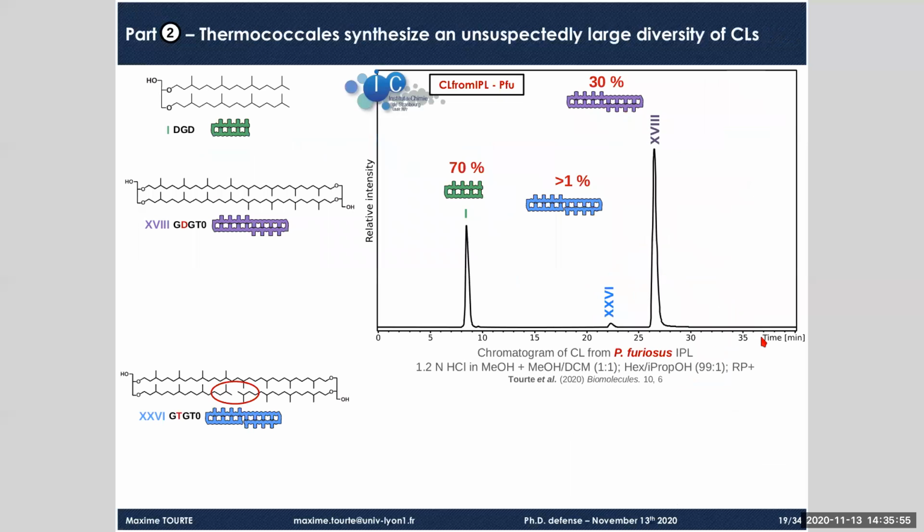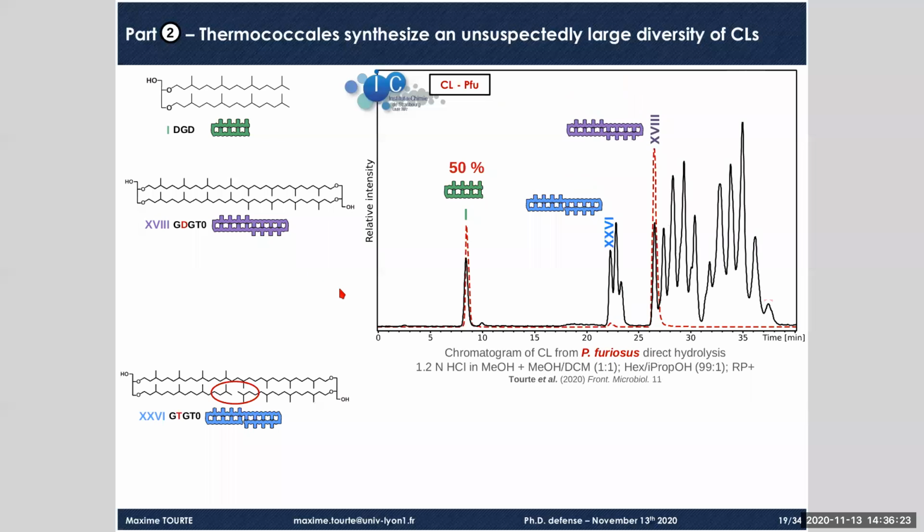To exemplify this, we conducted the same analysis of hydrolyzing the intact polar lipids from Pyrococcus furiosus, as you can see here. This revealed the typical core lipids that we identified in Thermococcus barophilus, such as these green diethers here, but also the dialkyl tetraethers in purple and the trialkyl tetraethers in blue. But when we hydrolyzed directly the cell pellet of Pyrococcus furiosus, we could actually reveal a lot more different core structures, as you can see here.